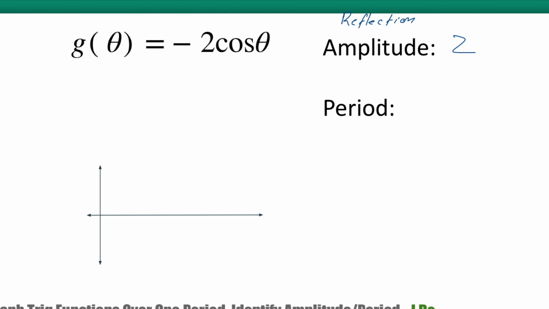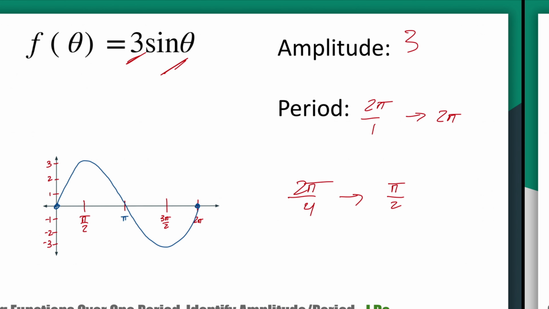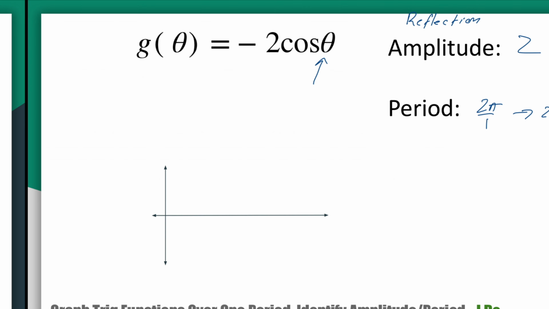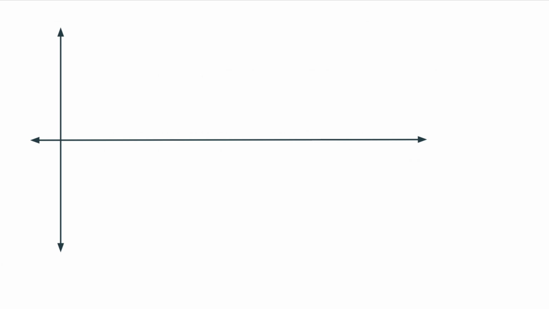All right. Now, your period, again, we have a b value of 1. So 2 pi divided by 1 is just 2 pi. And now I'm not going to divide this by 4. We know what that is, right? We've seen this. It goes by pi over 2. So I'm just going to go right into splitting my graph. So we have 2 pi. Half of that is pi. Half of that is pi over 2. And in between is 3 pi over 2.